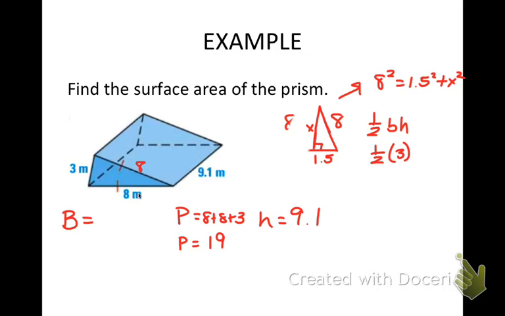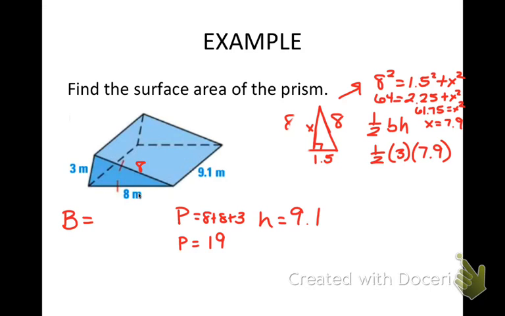Okay, let's do some math. 1.5 squared is 2.25, plus x squared equals 64. What are we going to do? 64 minus 2.25 gets us 61.75 equals x squared, and then what? Square root that. And we get about 7.9. So that 7.9 is going to go into which variable in our area formula? Height. After the 3. Yep.